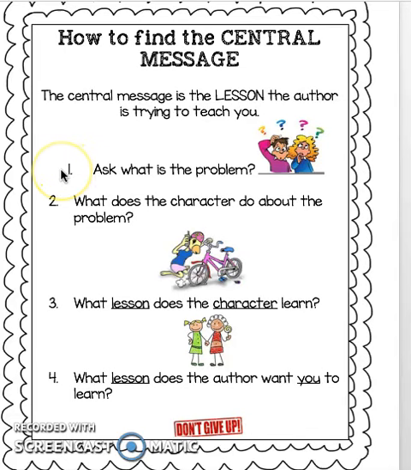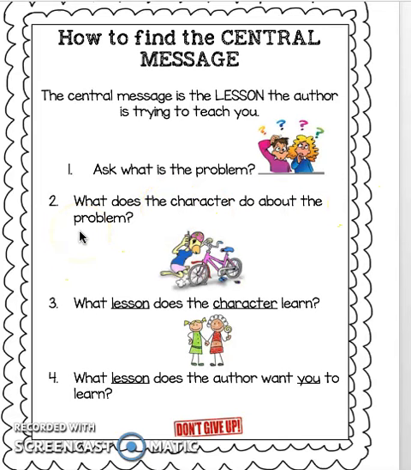The first question you ask is number one. Ask, what is the problem? And so it's important to understand what the problem of the story is. Once you know what the problem of the story is, then you move to number two. What does the character do about that problem?